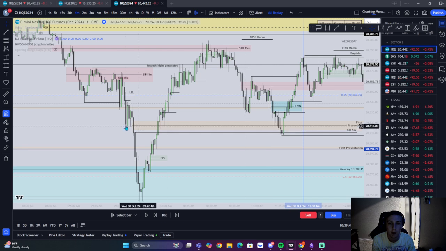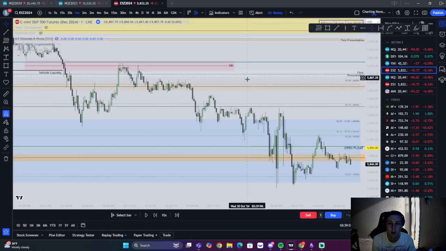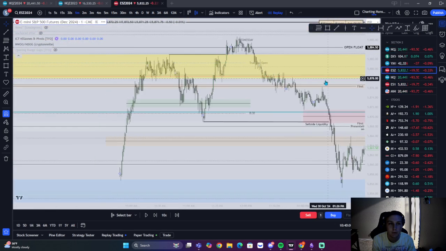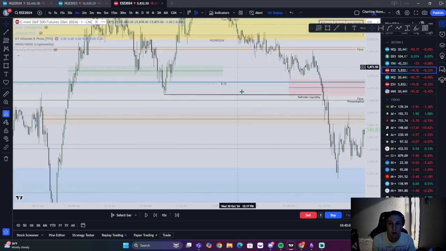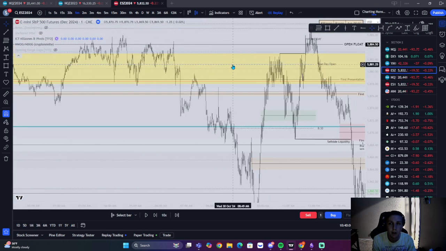We trade lower into where? Today's first presentation. Trade higher, uses this inversion, trade up to this buy side liquidity. See what ES is doing here. ES just overshoots its new day opening gap to where? To reach into this liquidity.